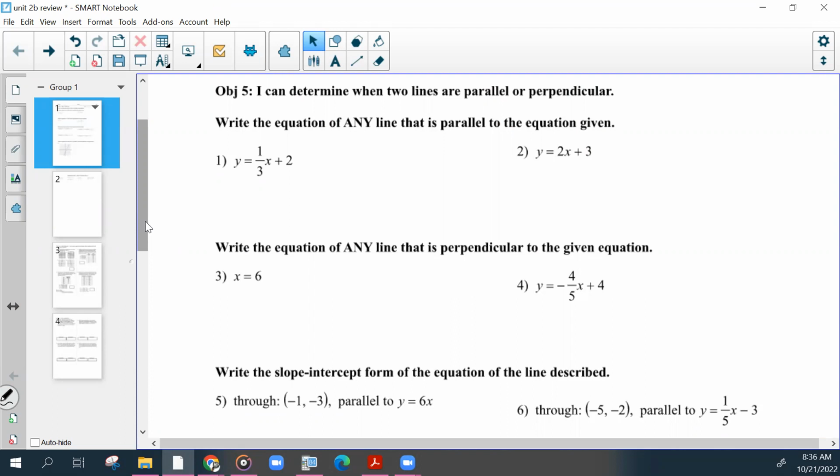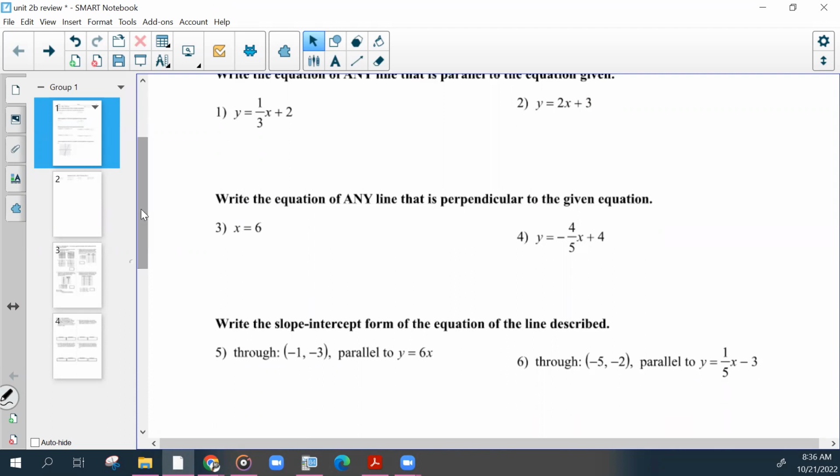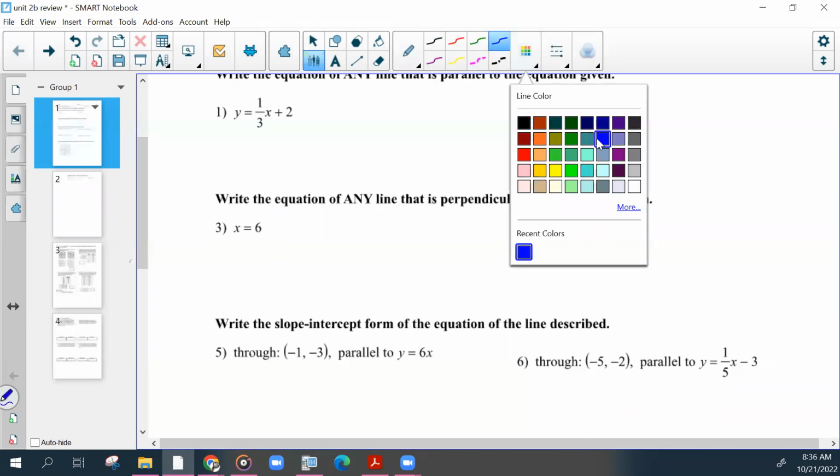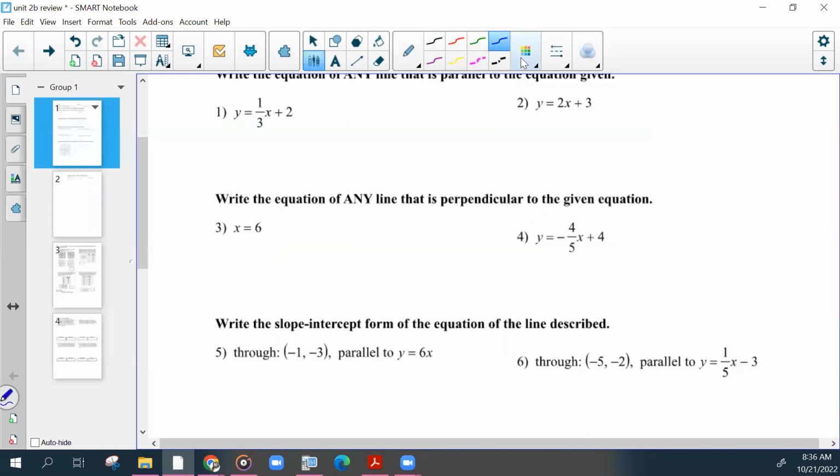That's number 4. Okay, so with 1 through 4, there's really no work. Well, perpendicular is a little bit of work, but not a whole lot. You're really just making up a new equation that would be parallel or perpendicular to the one that's given. So for number 4, if it's perpendicular, we need to flip the slope, make it positive, and then pick whatever y-intercept you want. You can leave it as 4, you can leave it as 0, doesn't matter.